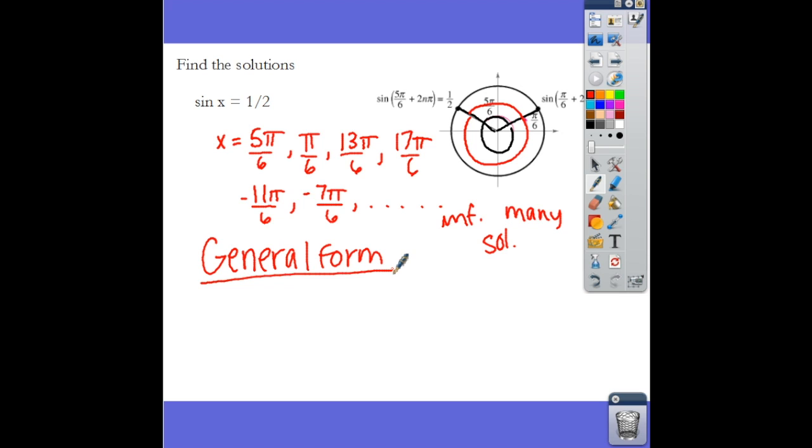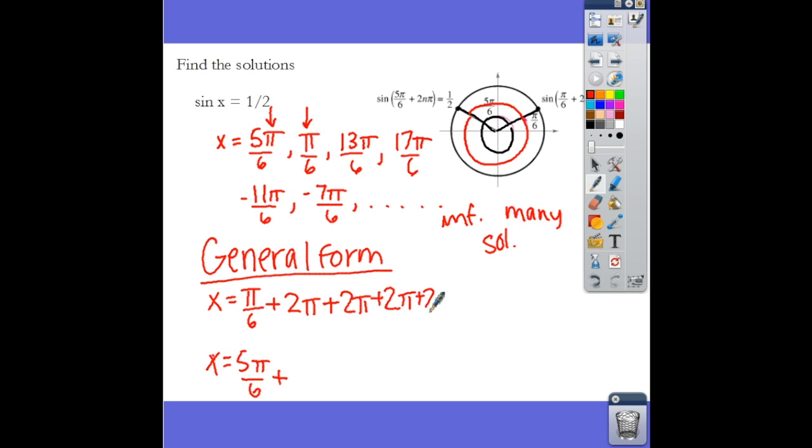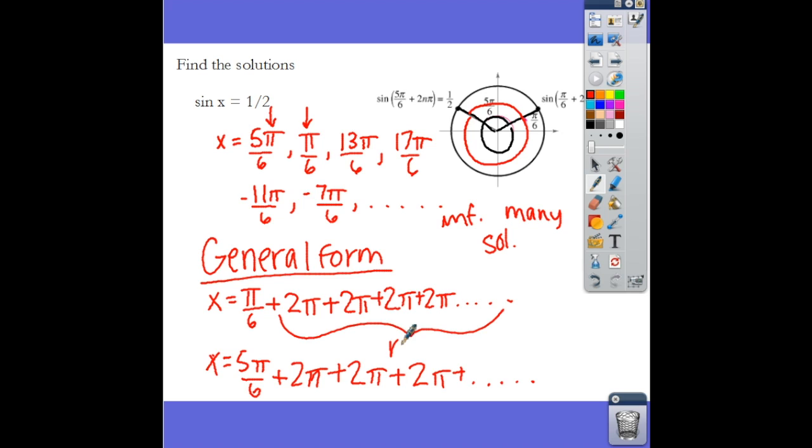To find the general form, you'll start with the first two solutions, pi over 6 and 5 pi over 6. You can then add 2 pi to both of them infinitely many times. Adding 2 pi a lot of times can get very tedious, so we're going to find a new way to do it. So 2 pi is being added together n times.